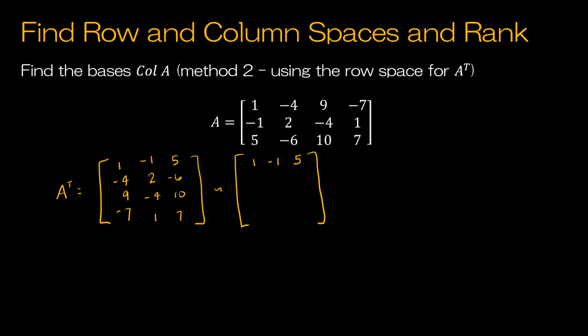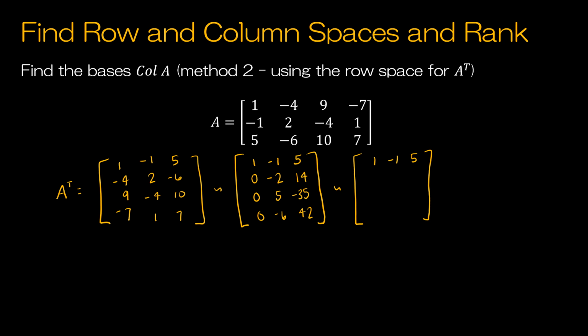I would add 4 of row 1 to row 2 to get 0, -2, 14. I would take -9 times row 1 and add it to row 3, so that's 0, +9 plus -4 is 5, and -45 plus 10 is -35. Then I would get 7 times row 1, so 0, -6, 42. And then I would continue to row reduce, 1, -1, 5.